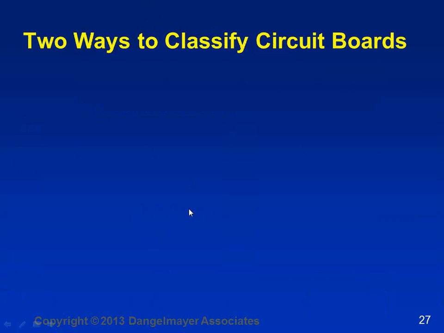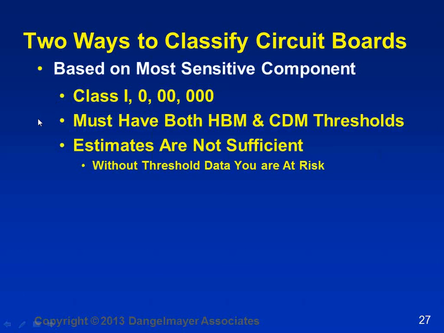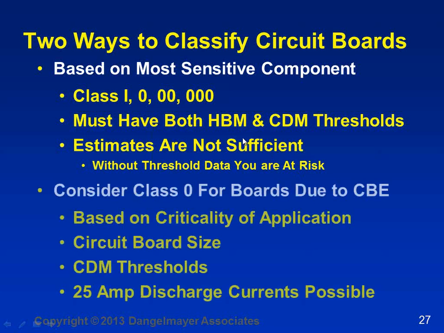Okay. Now, how do we classify circuit boards? How do we use this information? Well, one approach has been around for some time, and it has merit, and that is to base the sensitivity of the board on the most sensitive component. What does that mean? That means you need the data. You must have those thresholds. I can't emphasize that enough. Very, very important. Estimates really are not sufficient. So without the data, you're at risk.